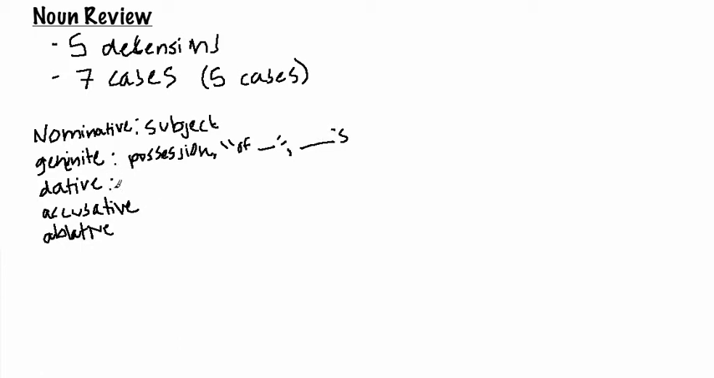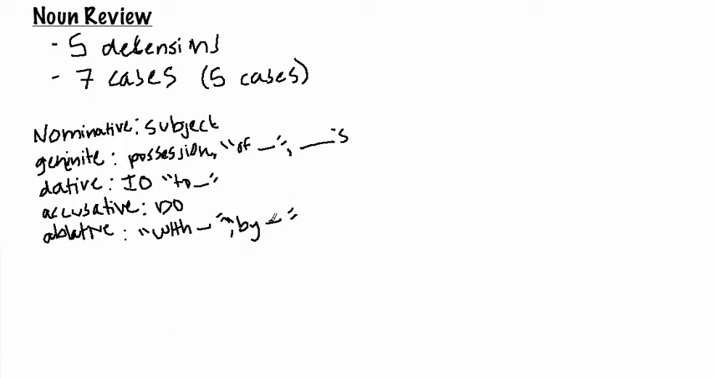Okay, so the dative is used for the indirect object, and it's translated as "to blank." And the accusative is the direct object, and finally ablative is translated as "with something" or "by something."